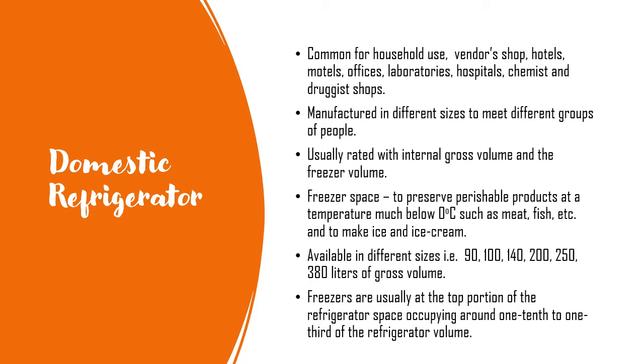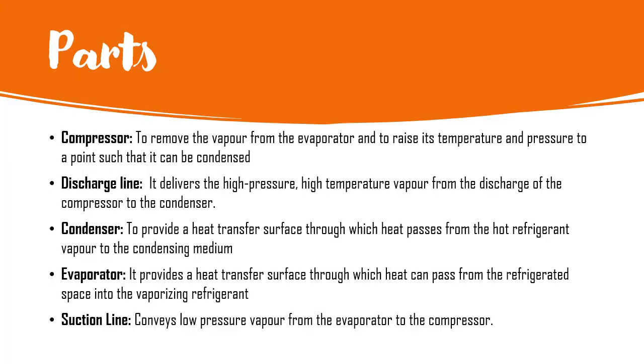The refrigerator is available in different sizes, and its unit is liters of gross volume. It's available in 90, 100, 200, 250, 380 liters of gross volume. Usually freezers are placed at the top portion of the refrigerator and occupy 1/10 to 1/3 of the refrigerator volume. First we see the parts of the refrigerator.